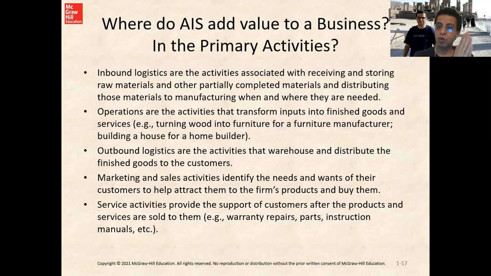And then we have marketing and sales activities, which identify the needs and wants of the customer to help attract them to the firm's product and buy it. And the service activity provides support to the customers after the products and services are sold, like warranties, repair parts, instruction manuals, guarantees.